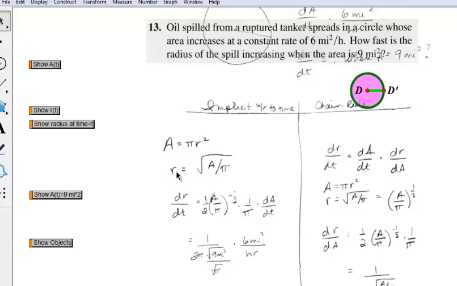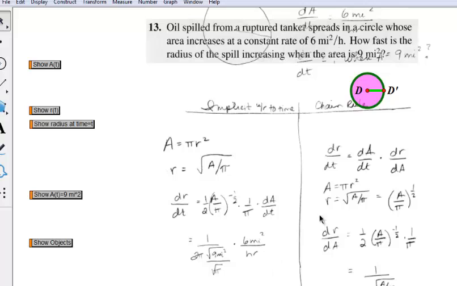That means we have to solve for r as a function of A. So we have r equals (A over pi) to the 1/2. So dr/dt is 1/2 (A over pi) to the negative 1/2 times 1 over pi times dA/dt. This is implicit differentiation. We're treating both r and A as variables and taking derivatives with respect to time. So when you do the calculus, you end up with 1 over 2 pi times the square root of pi over the square root of A, and A we know is 9, so I put the 9 in there, times 6 square miles per hour, and when you reduce it, you get 1 over the square root of pi miles per hour.